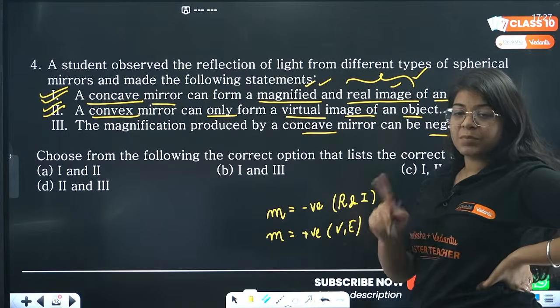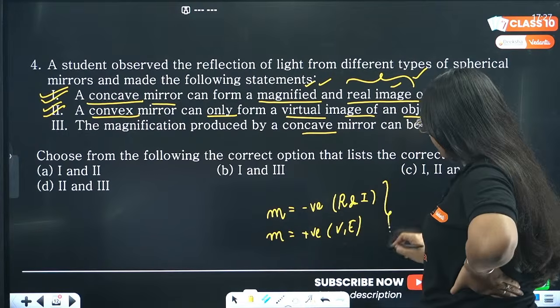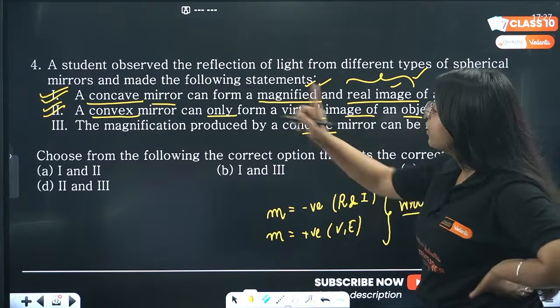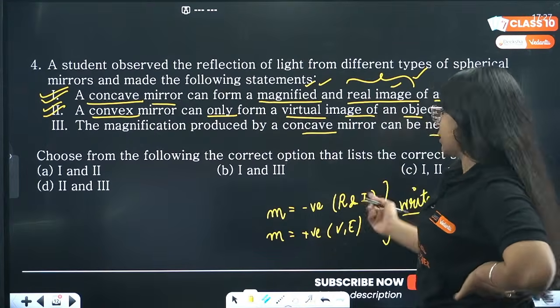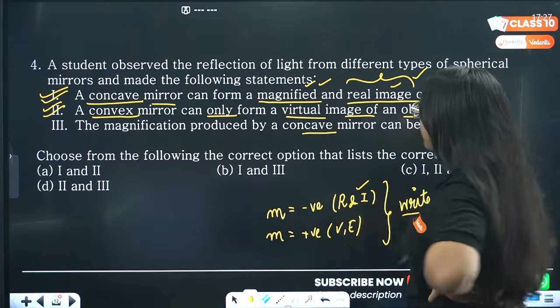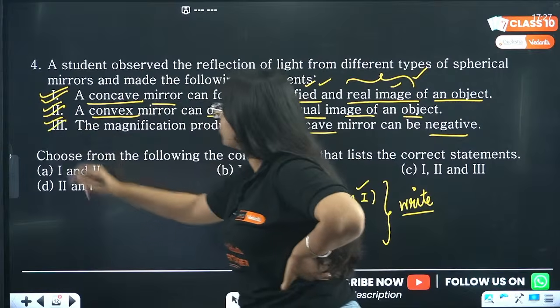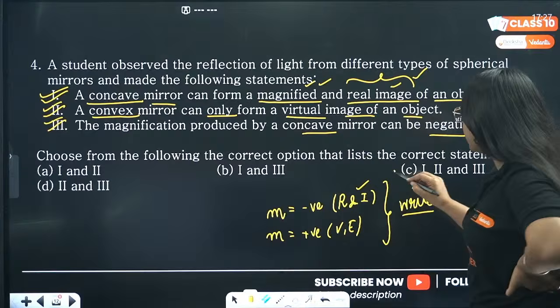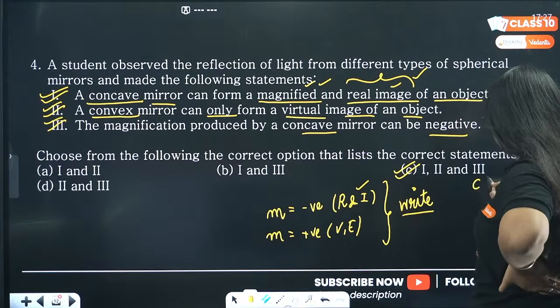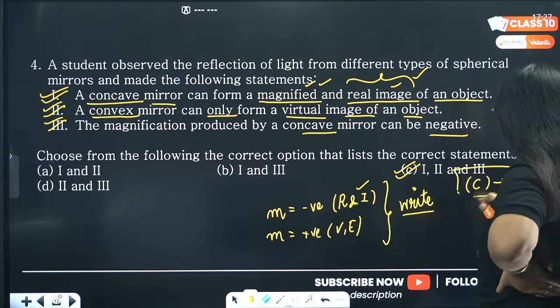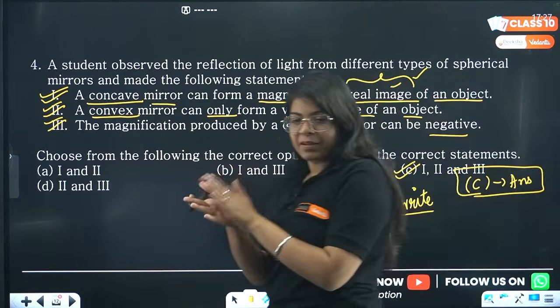Remember this, keep this in your mind, write it down. A concave mirror forms a real and inverted image, so it has negative magnification. So the third is also true, and the final answer is C. C is your answer. Whoever said C, a huge clapping for you.